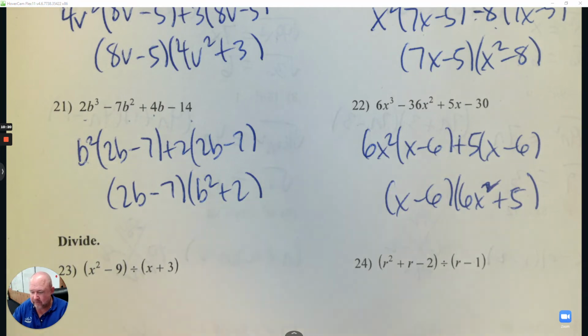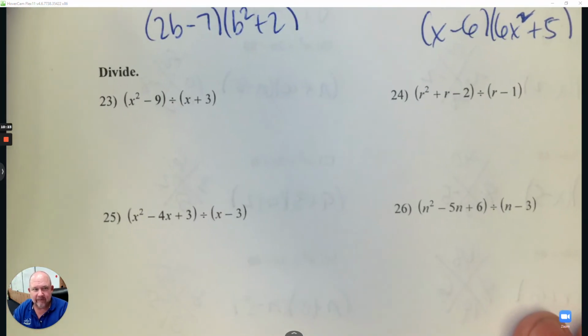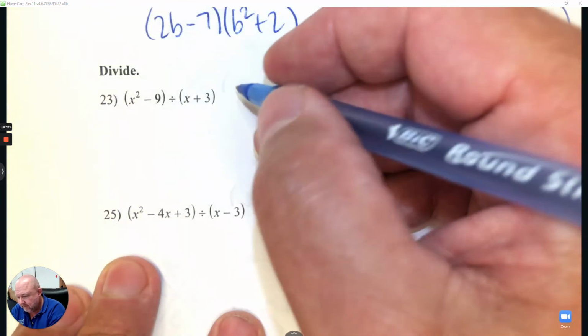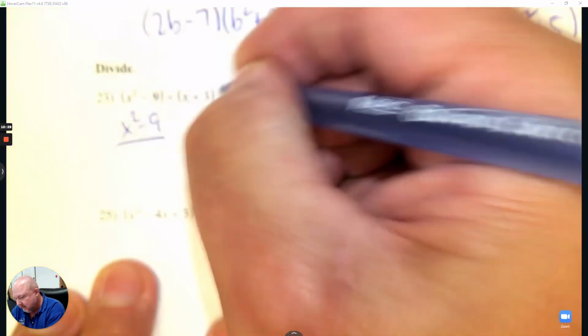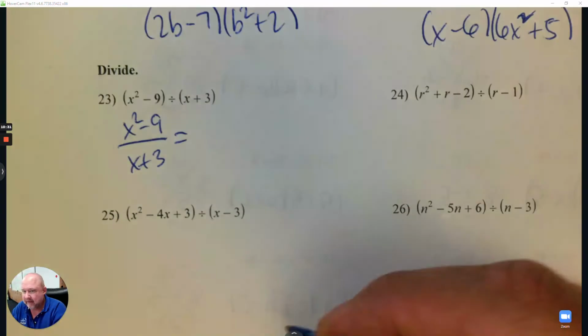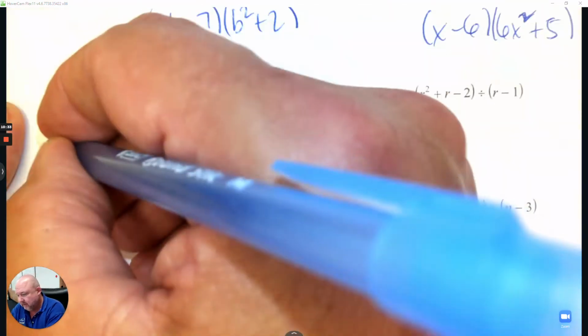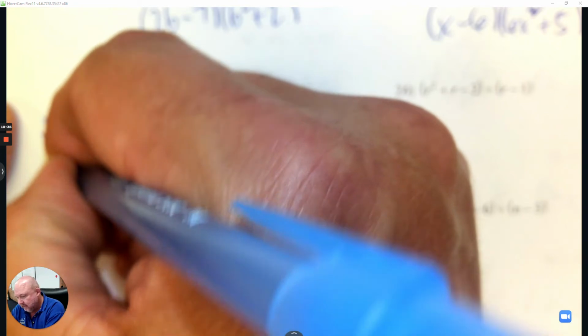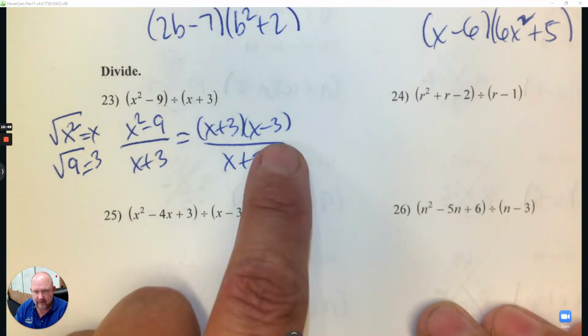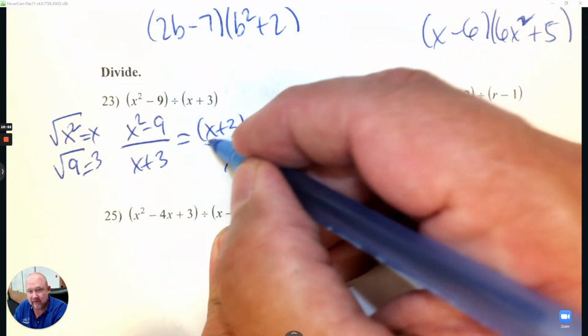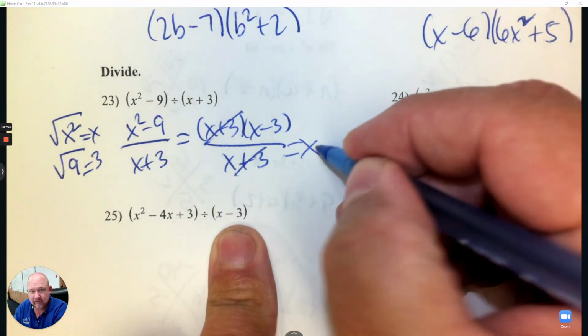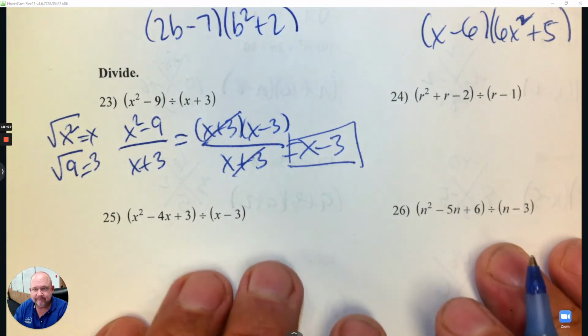All right, great job. Last part here is dividing and simplifying by factoring. So if I have x squared subtract 9 divided by x plus 3, I'm going to write it as a fraction. The numerator is a difference of squares. So I'm going to square root x squared, and I'm going to square root 9. And so I have x plus 3, x subtract 3. So I write the numerator by factoring the numerator. Then, if something matches, I can divide it out, and what I'm left with is x subtract 3 is my answer.